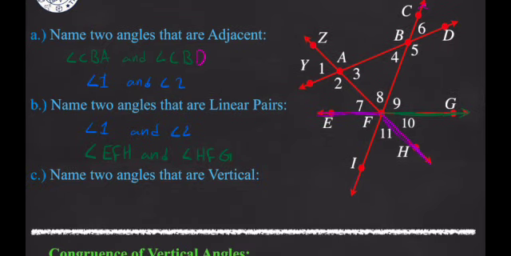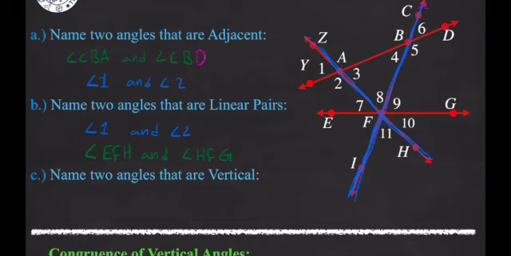Name 2 angles that are vertical. Any lines that cross form vertical angles. So we are going to just find 2 lines that cross. One line that crosses is right here, line FB. And we also could look at this line right here, line AF. 2 lines cross. They form vertical angles.